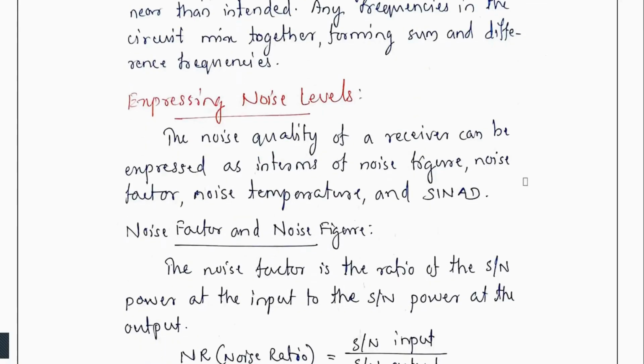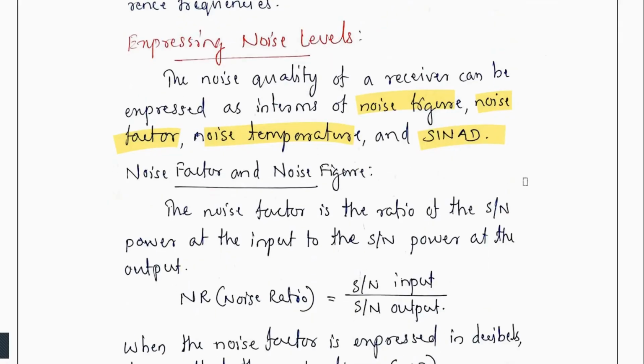Expressing the noise levels, the noise quality of the receiver can be expressed in terms of noise figure, noise factor, noise temperature, and SINAD. Here, these formulas are important: the noise factor and noise figure.